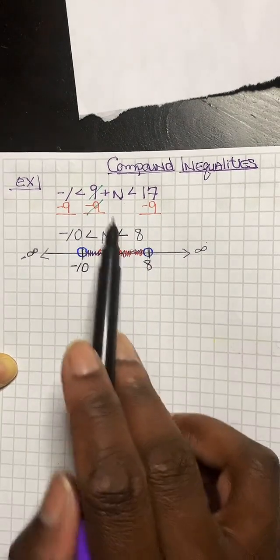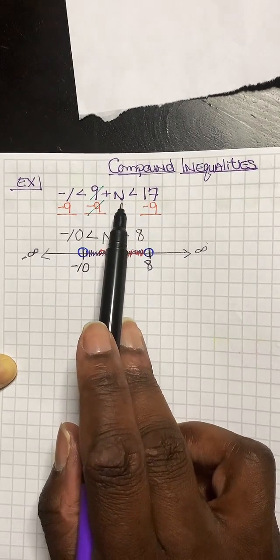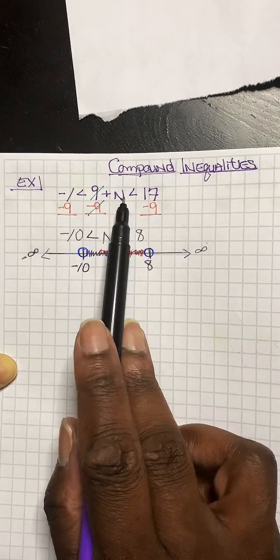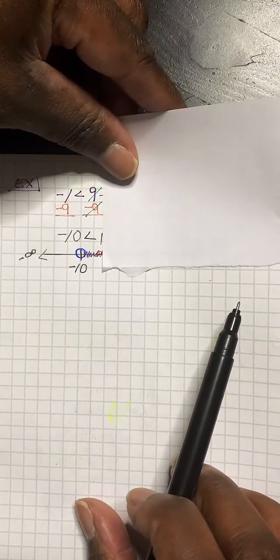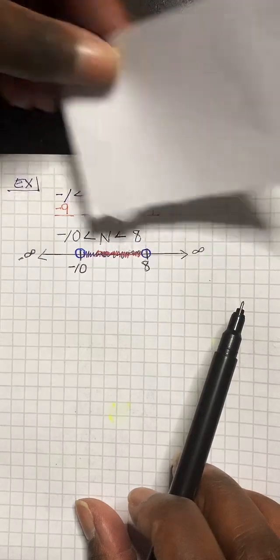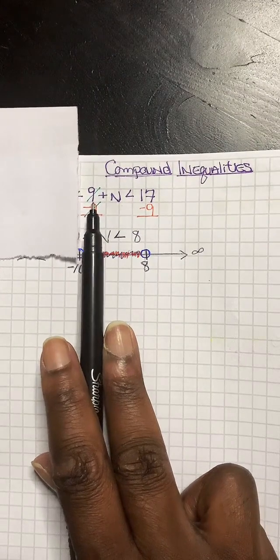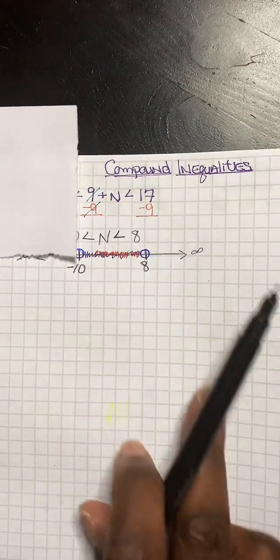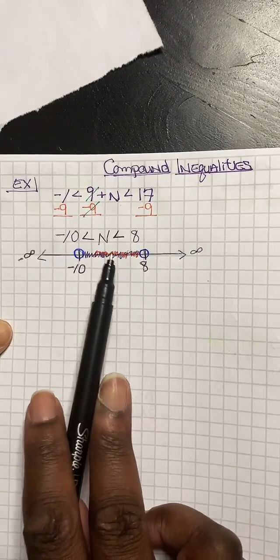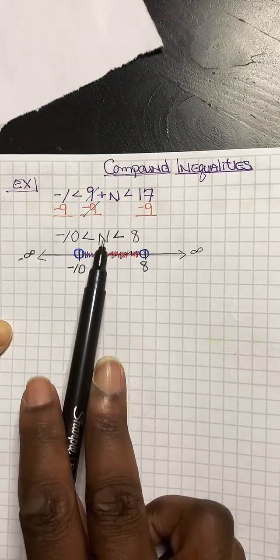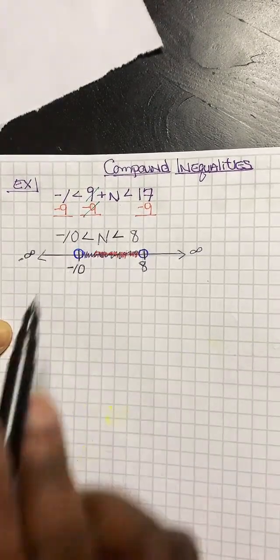So if I plug in 0, because 0 is in that range, for the n, I'm going to have 9. So if I look at it, negative 1 is less than 9. That's a true statement. Then I come over here. If n is 0, this will give me 9. So it's 9 less than 17. Yes, that's a true statement. So that means that number 0 can be one of our solutions because it gave us a true statement.